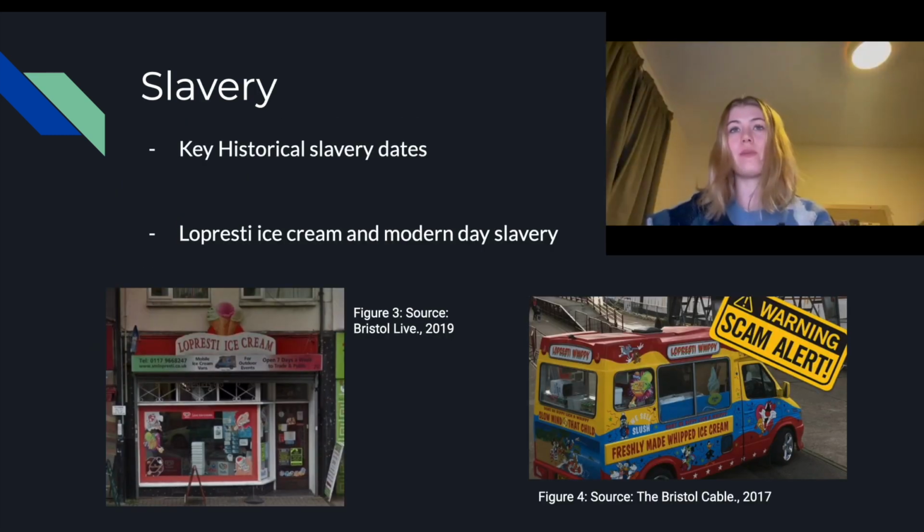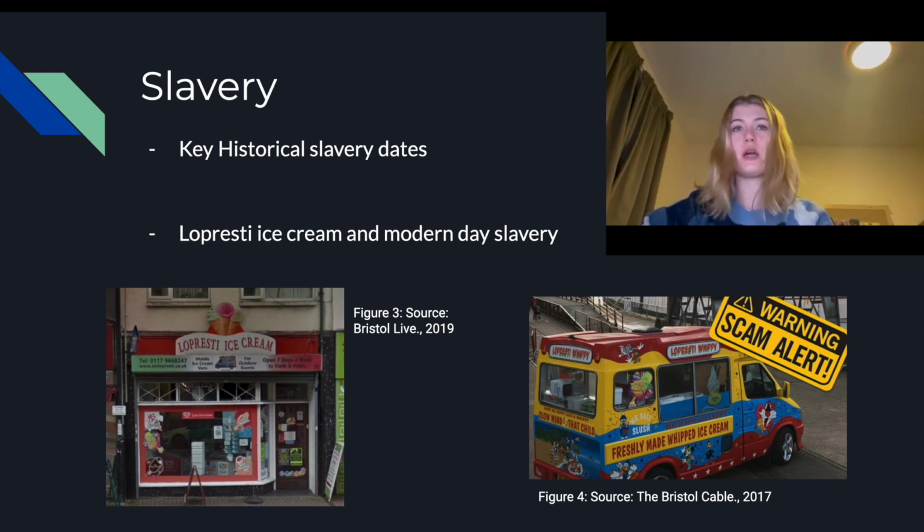Slavery in Bristol became a major influence in the city after its involvement in the transatlantic trade of enslaved Africans, which started in 1698. This only faded out in 1807, with the Slavery Abolition Act being put in place in 1834. However, modern-day slavery is also evident in Bristol.